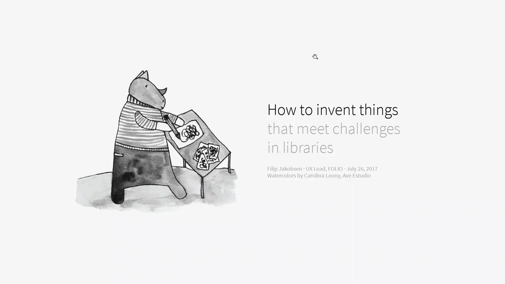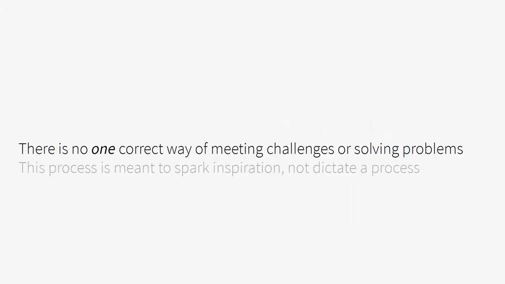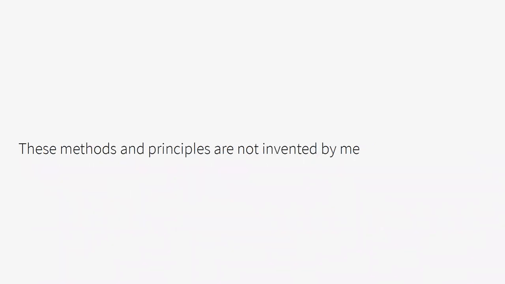So, I titled this talk "How to Invent Things That Meet Challenges in Libraries," and that's what I'm going to talk about. It's going to be quite down to earth, so to speak. It's more an inspiration for everyone to take away some ideas for how you could think about innovating and coming up with new ideas by using some design methods, rather than being one correct way of doing things. A lot of what I present, I hope that's assumed, is not invented by me. It's general design principles that are used by a lot of people. And the premise for this whole process and all the steps is that people shouldn't be afraid to ask stupid questions.